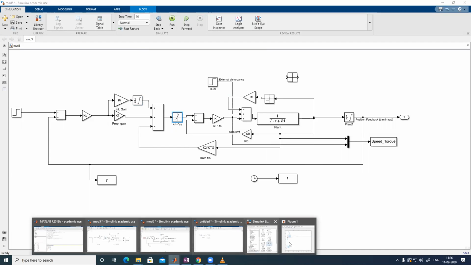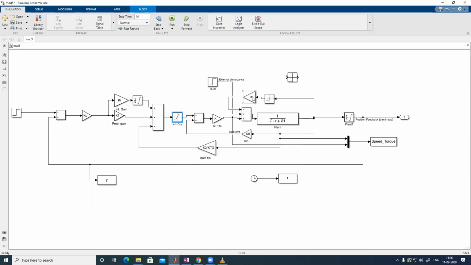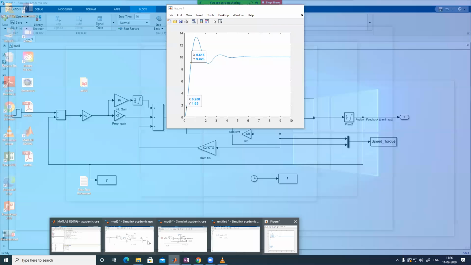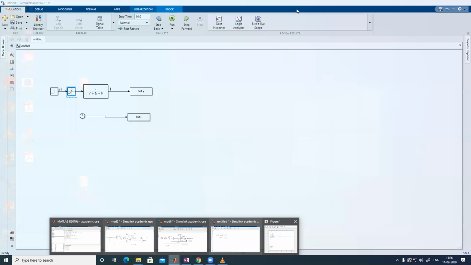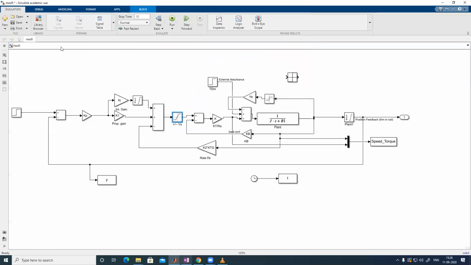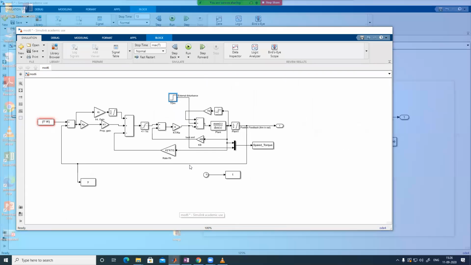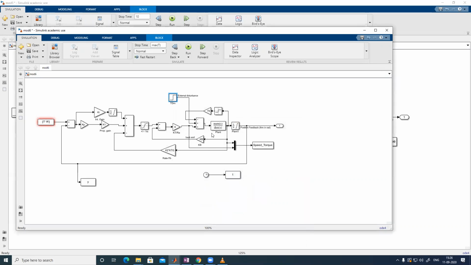Saturation is available in the discontinuous block. And this friction is a gain block, and this is a signal function. This is available in the math toolbox. The signal function, the sine function, is available in the math toolbox.